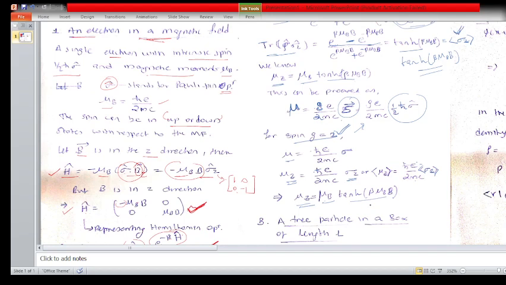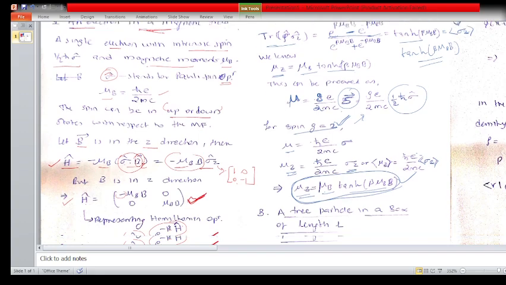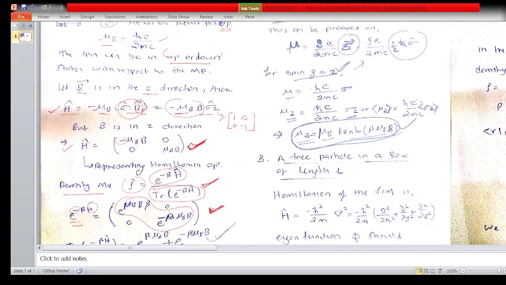Okay, so this expression we get is the same as the expression that we got for the magnetic moment in the z direction for an electron in a magnetic field, when the magnetic field is applied in the z direction. So we got the same expression as we got in classical statistical mechanics. Here we are using the density matrix.